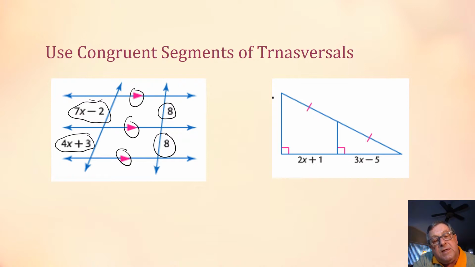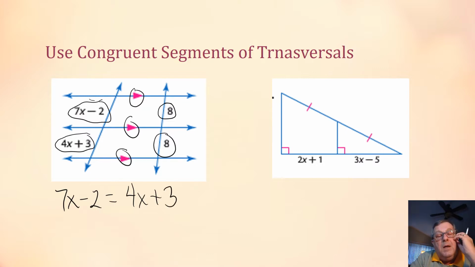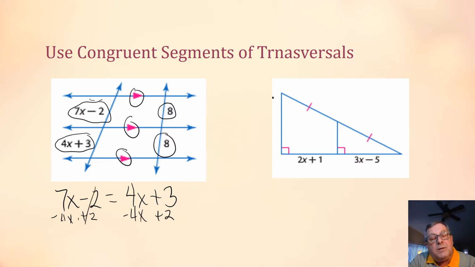So let's see, we got 7x minus 2, and we're going to set that equal to 4x plus 3. And we're going to add 2 to both sides. We're going to subtract 4x from both sides. We'll just do it like this for fun. And once we do, over here the 2's are going to cancel. 7x minus 4x gives us 3x.